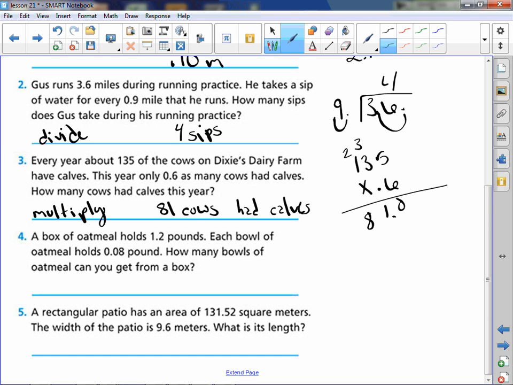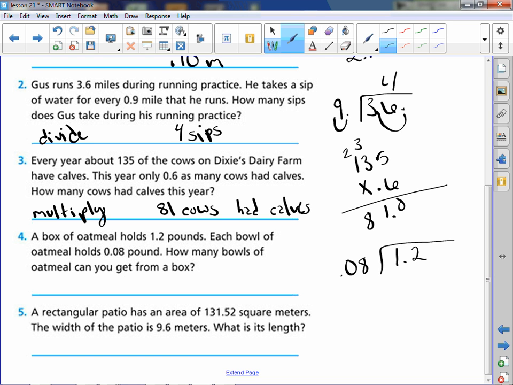Okay. A box of oatmeal holds 1.5 pounds. Each bowl of oatmeal holds 0.08 of a pound. How many bowls of oatmeal can you get from a box? So if you think about this one, you're taking the whole box and you're dividing it up into bowls. Well, if you split up a box into bowls, it's division. So 1.5 divided by 0.08.